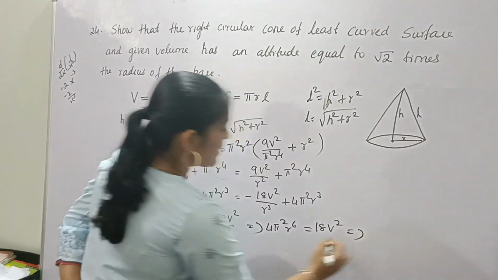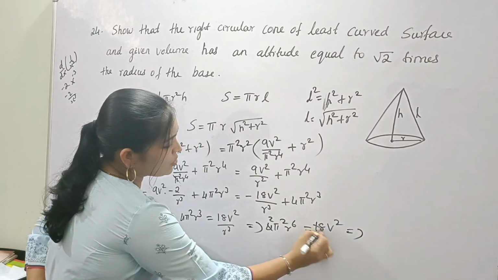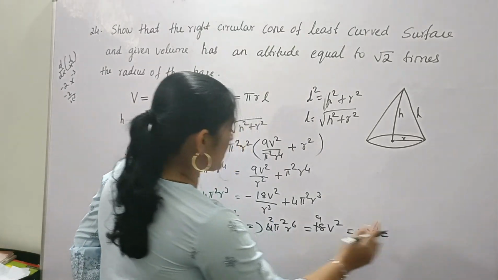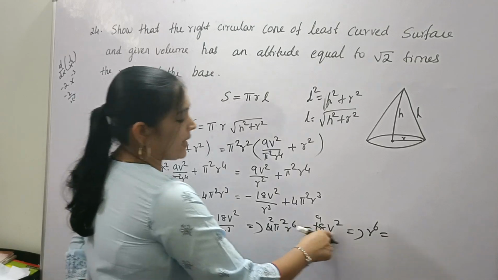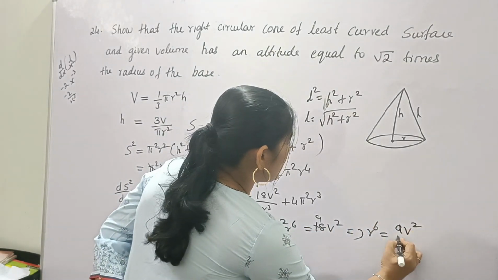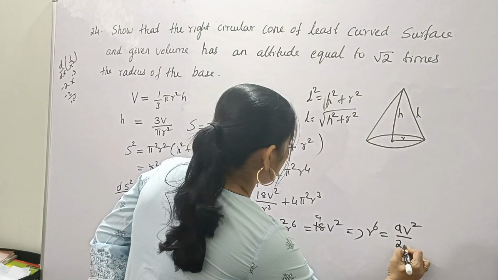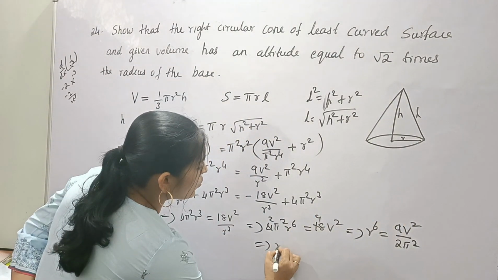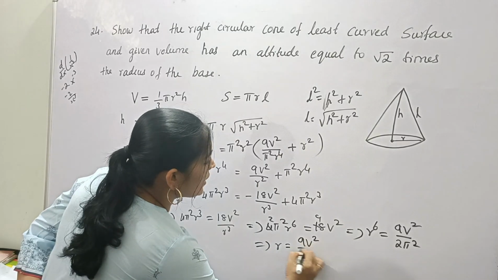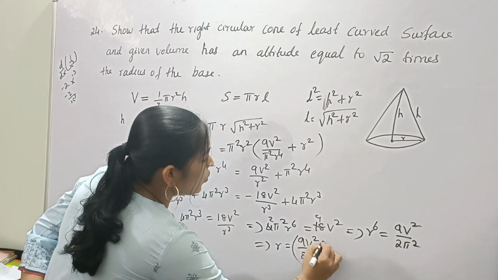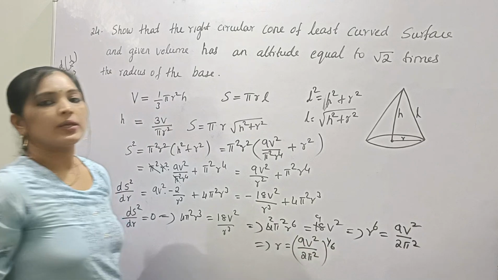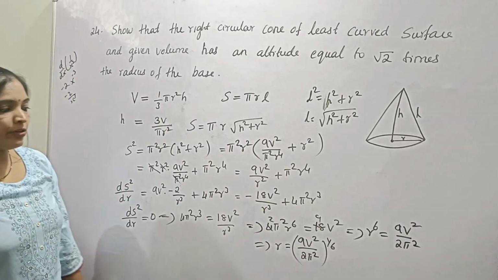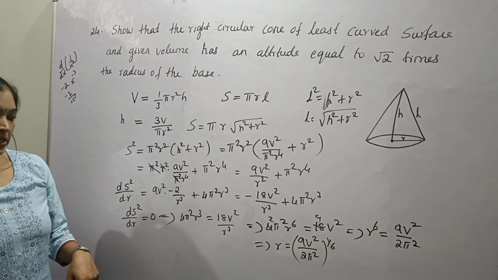That implies the 2s and 9s reduce, and r raised to 6 is equal to 9v square divided by 2 pi square. So what is r? R raised to 6 is this one, so r is equal to 9v square divided by 2 pi square, whole raised to 1 by 6, that is the 6th root.